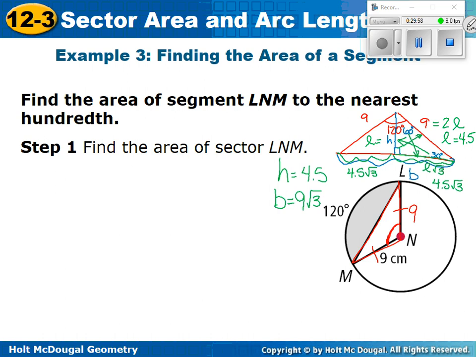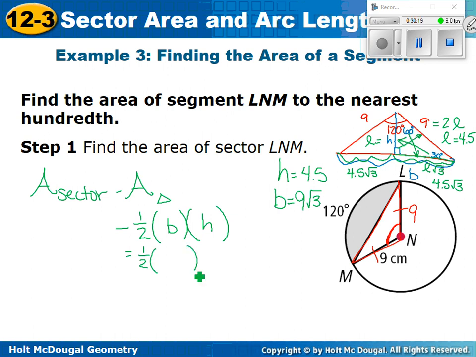Okay, so at this point, we should be able to find the area of the segment. We need to find the area of the sector and subtract away the area of the triangle. Let's go ahead and finish the area of the triangle since that's where we started. 1/2 of base times height. So what's the base again? What's the height? Okay, and again, you might be asked to leave your answers exact on the test. So what is 1/2 of 9 times 4.5, leaving it in square roots of 3?